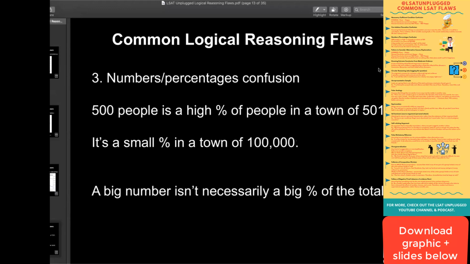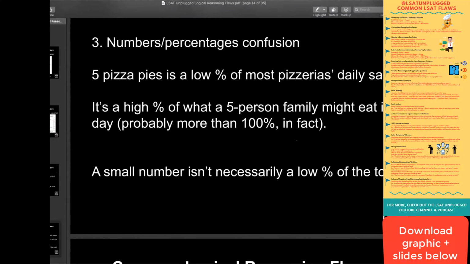Then a small number could be a big percentage of a total. So 5 pizza pies would be a big percentage of what you're eating in a day or in a week. But it could be a low percentage if you're looking at it as a fraction of a pizzeria's daily sales. So a small number isn't always going to be a low percentage. It could actually be a big percentage. Everything is relative.